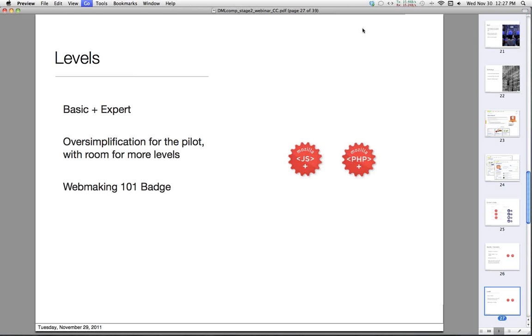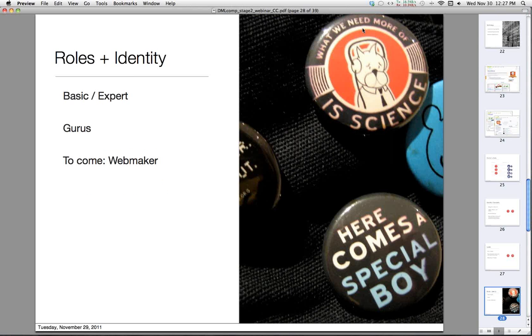Roles and identity, again, same idea, basic versus expert, really simplistic approach here. But in order to get to expert, you actually had to get reviewed by what we called gurus. And those are people who had already gone through the system. So this is something you can think about as well: can you start to have either peer assessment, or can you start to have assessment that builds upon one another, so that in order to get to one level, you need to be assessed by people who've already gone through that level.